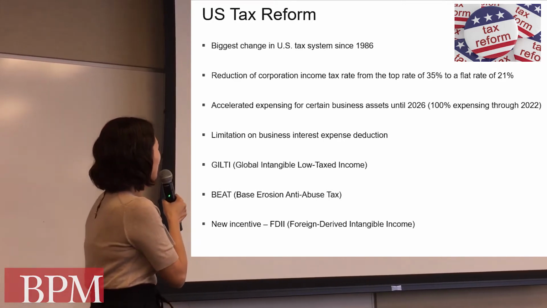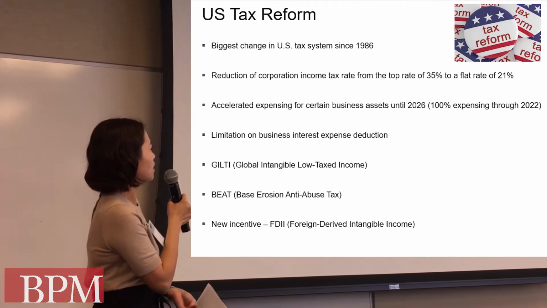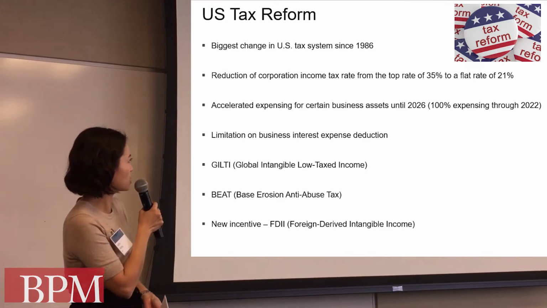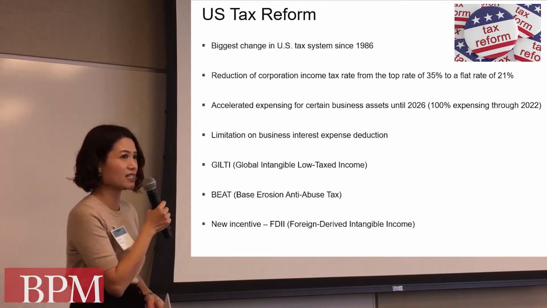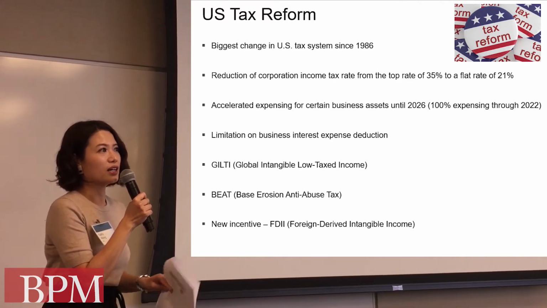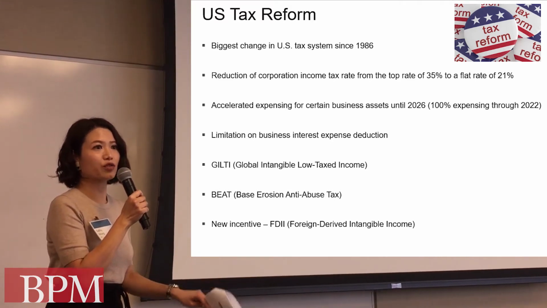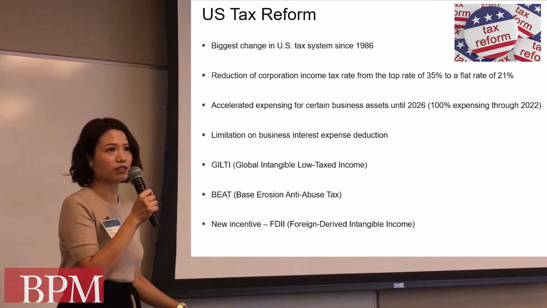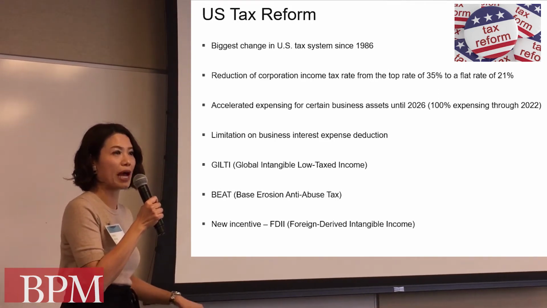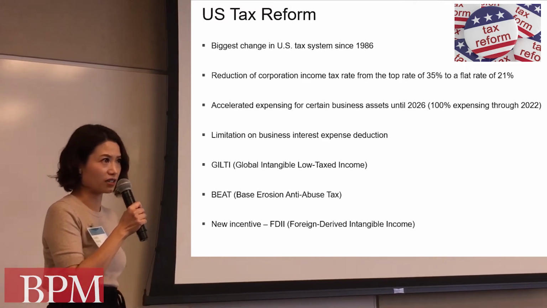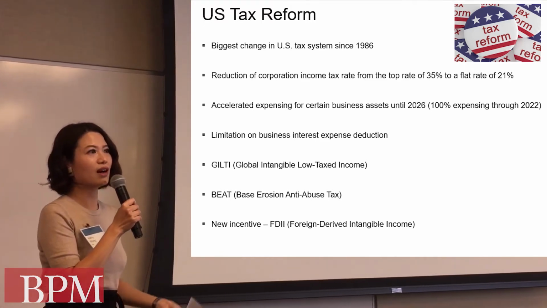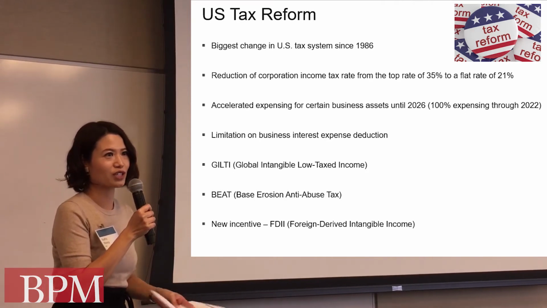So GILTI is one of the new tax regimes under the new tax reform. GILTI stands for Global Intangible Low Tax Income. Before the tax reform, US companies pretty much could defer their foreign profit in their foreign subsidiaries until they repatriated the profit back to the US in the form of a dividend. But now, starting from 2018, there's no longer deferral of this profit.